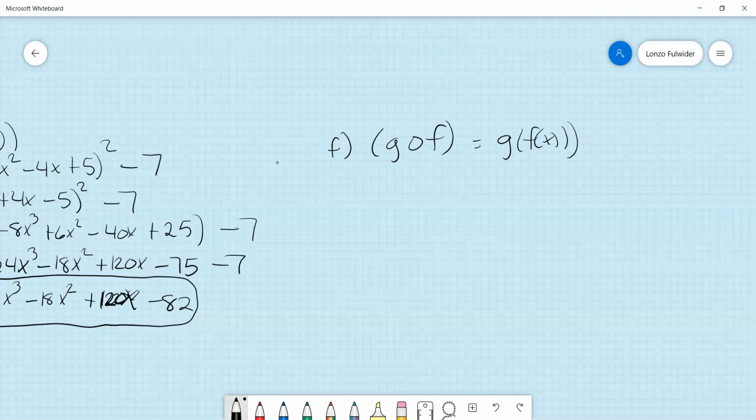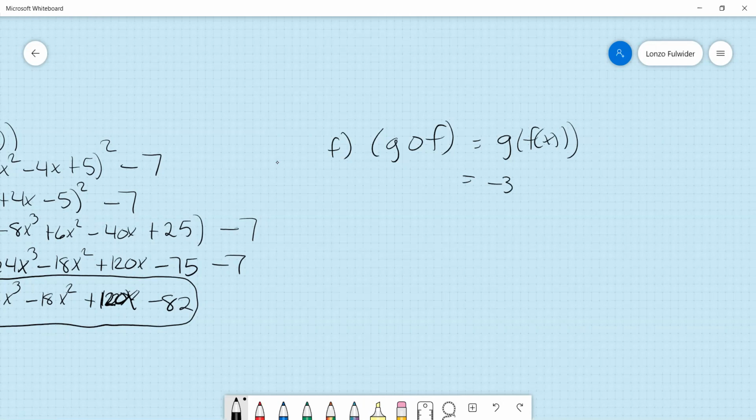So remember, now we're kind of going backwards. Remember, we were putting g inside of f of x. Now what you're going to do is put the function f of x inside the function of g. So it's backwards. So when you do that, this is what you're going to get.